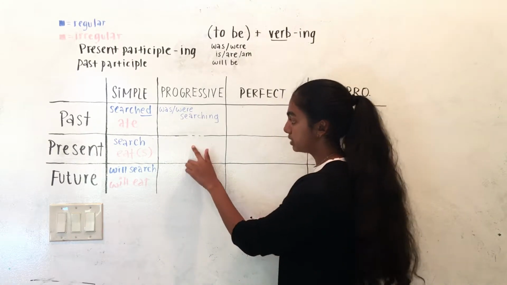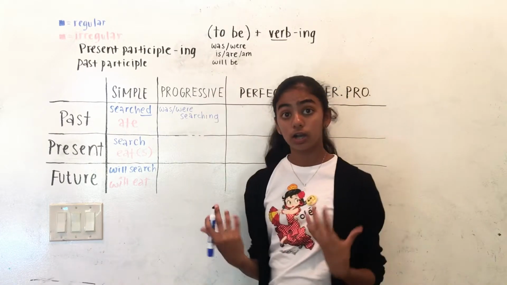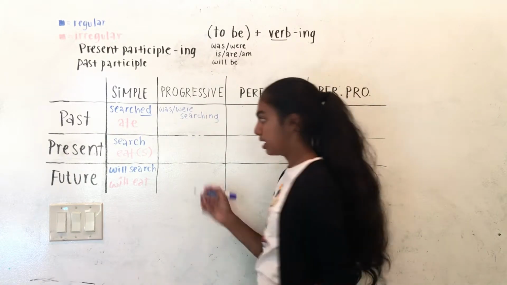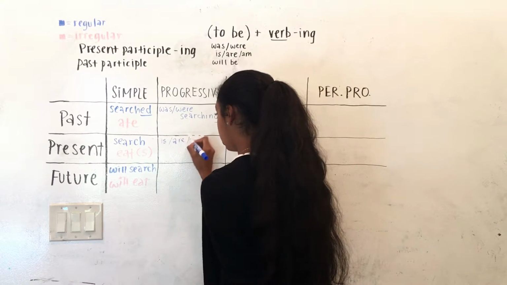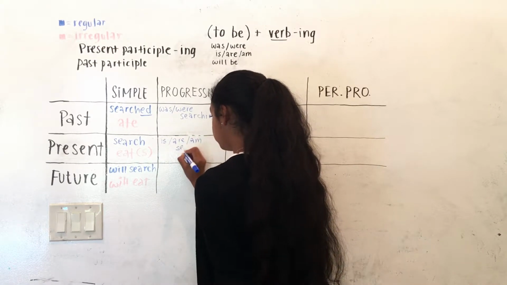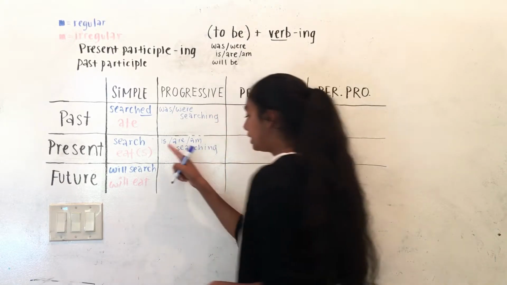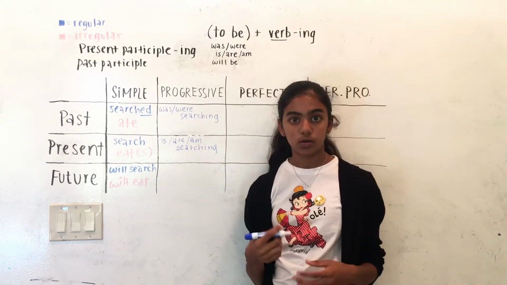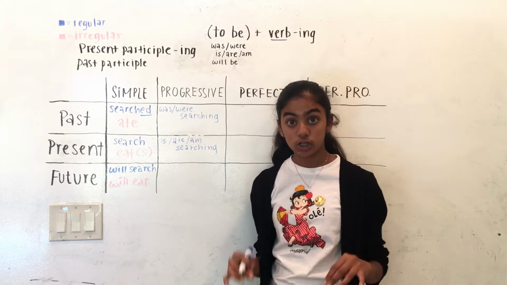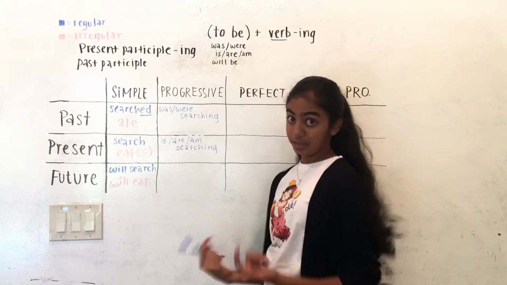And here with the present, it is going to be is, are, or am, mostly, for most of the times, and then the verb. So for example, here it is, are, or am searching. So for example, he is searching, and that means he's currently searching, looking for something right now. They are searching. I am searching.